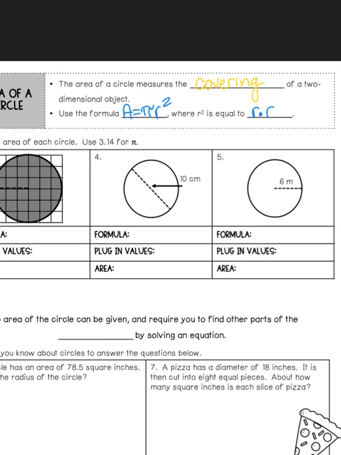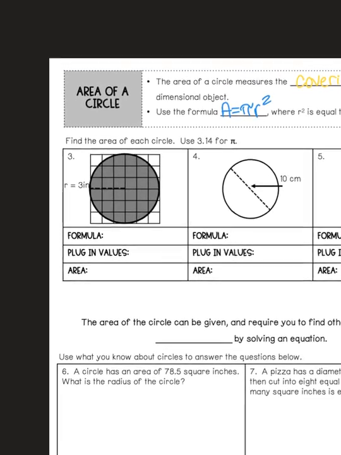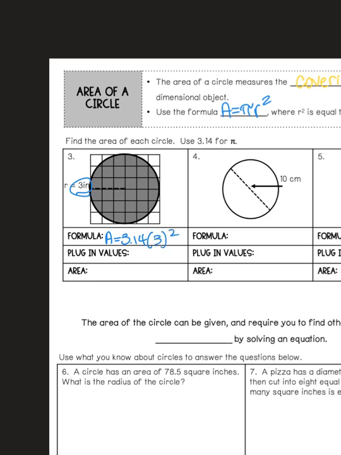Okay, so let's do this. It says to find the area, use 3.14 for pi. Our formula tells us right here the radius, because remember, we have to have a radius for this one. So it tells us the radius is 3 inches. So my formula is going to be A equals 3.14 times 3 squared. Now I know, oh whoops, I was supposed to write A equals pi r squared there.